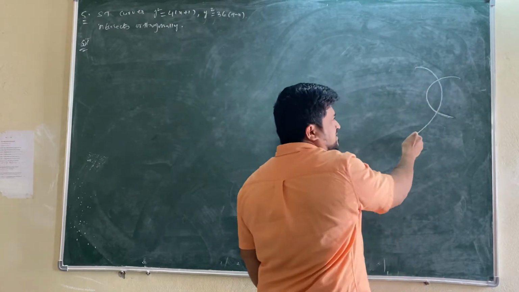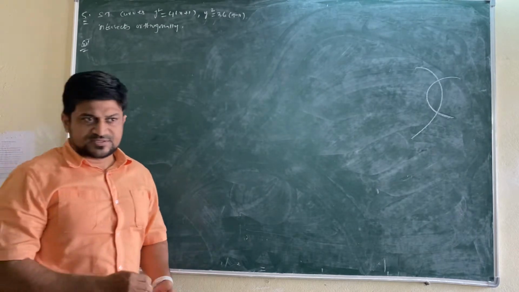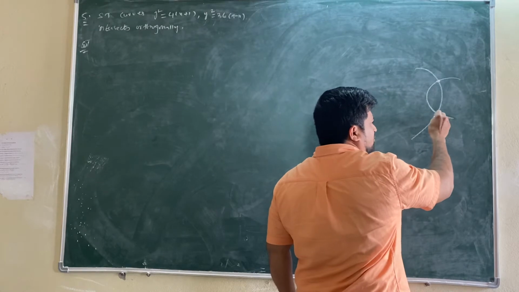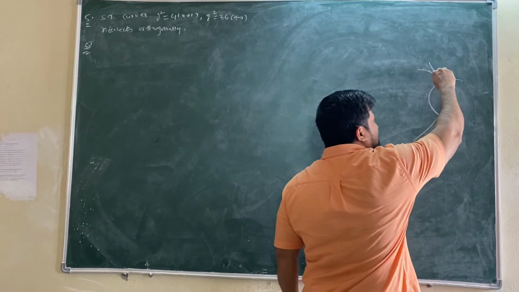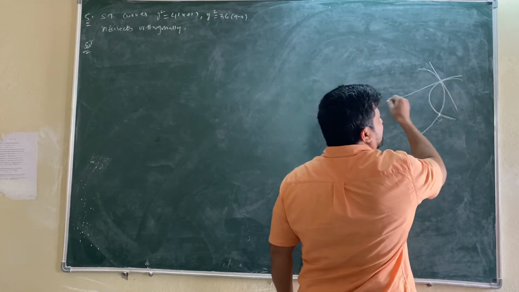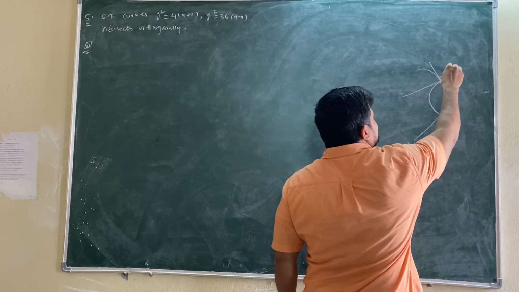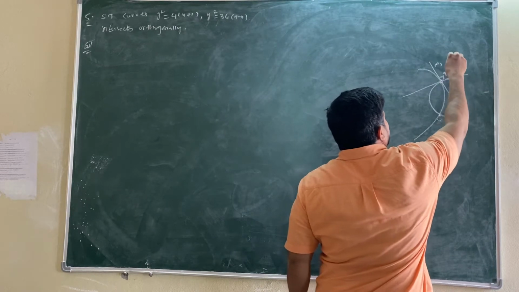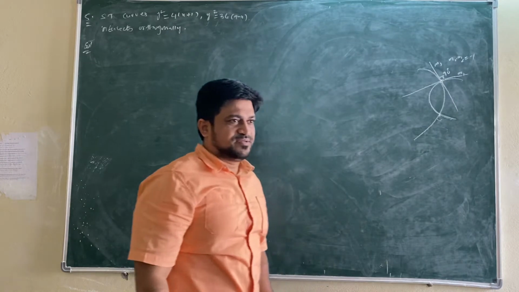Two curves are intersecting. Intersecting means they are meeting at 2 points, point 1 and point 2. We are not bothered about the second point. At this point, if I have drawn a tangent to the first curve, I am drawing a tangent to the second curve. So the angle between the curves is 90 degrees. That means the slope of the first line is m1 and the slope of the second line is m2. Their product is -1. This is the concept.